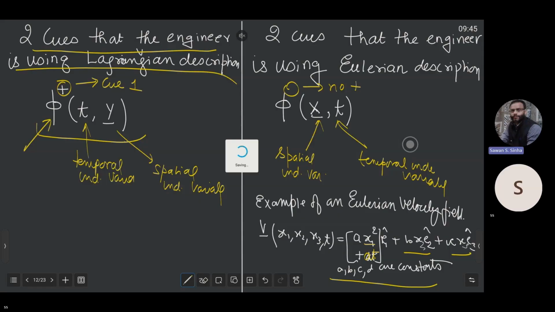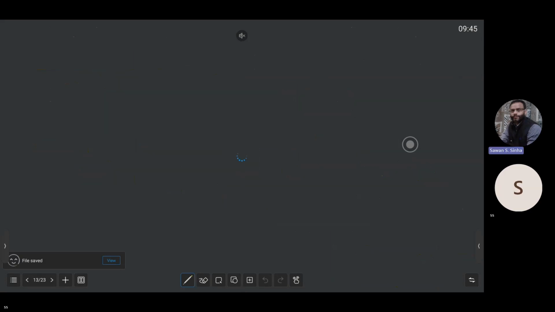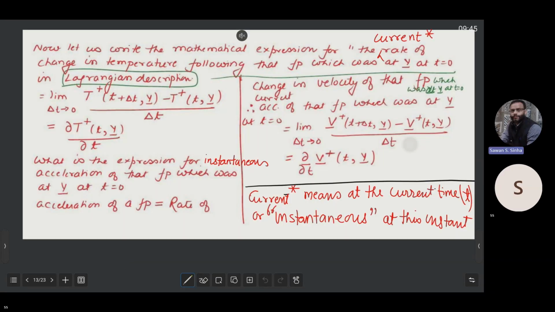In problem set 2, I'll give you some practice problems on these two things, Eulerian and Lagrangian. You get a better insight, I am sure. Now, having understood these two types of description, I want to raise a question which will be of a lot of importance when you start applying governing laws of motion to fluid particles. Governing laws like what? Newton's second law.